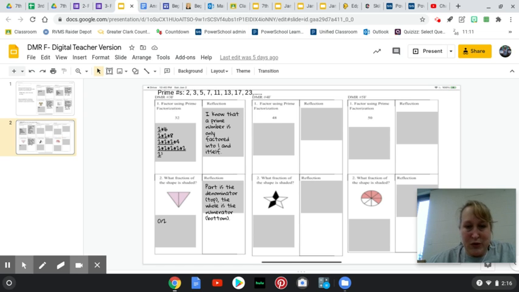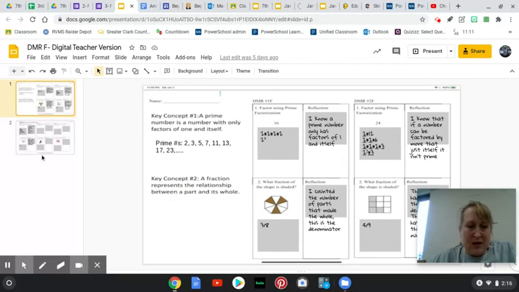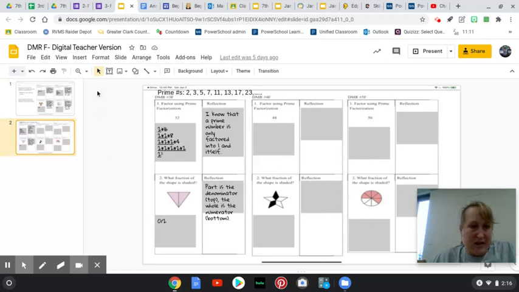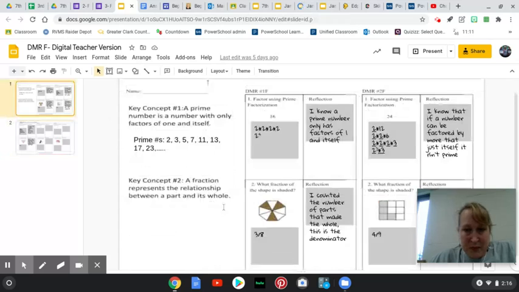Okay, we are doing DMR 4, or DMR F number 4. We're working on prime factorization and identifying the properties of a fraction and the relationship between the part and the whole. I'm going to zoom so that I can see a little better.